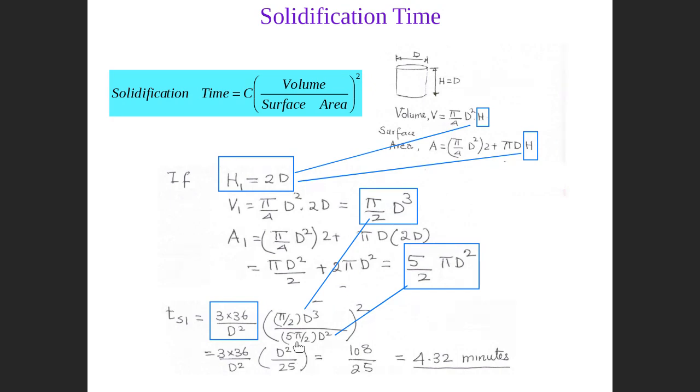Then you apply here, and you get d squared divided by 25, this item here. Here we have C equal to 108 divided by d squared. D squared goes with d squared, then you get 4.32 minutes, the time needed to solidify the cylinder in the second case.